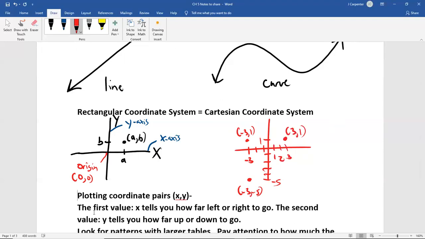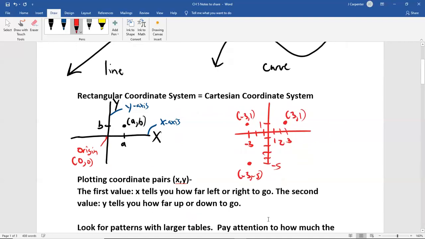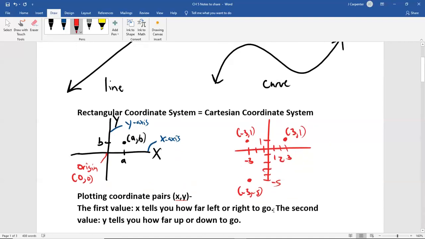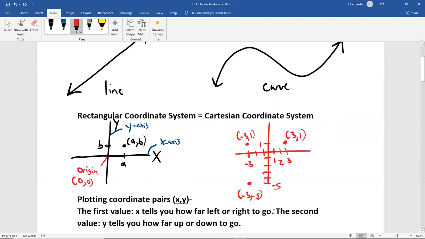So what I was saying earlier is right here now. How do you plot coordinate pairs? That's what we call the X comma Y or the A comma B or the negative 3 comma 1. It's a coordinate pair. A pair because it's two numbers. So a coordinate is how we can describe a location. If we're trying to describe something in 3 dimensions, it would be a coordinate triple because you'd need 3 numbers. You need to go how far left to go, how far up to go, and how far in or out to go.